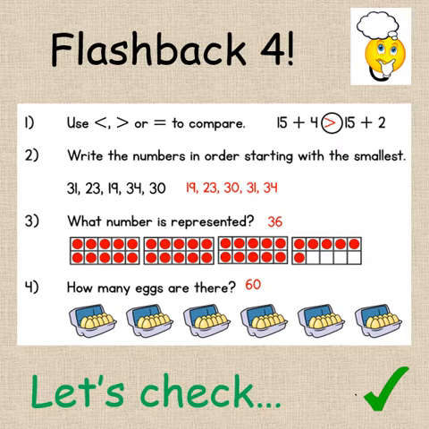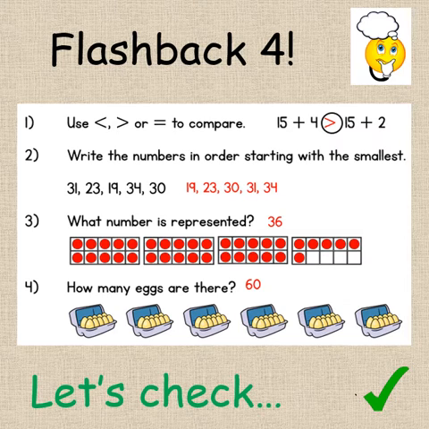Okay, let's check. So number 1, you had to put the correct symbol, whether it was greater than, less than or equal to compare the two number sentences. So the first number sentence, 15 add 4, you should have worked out is 19. And then 15 add 2 is 17, and we know 19 is greater than 17. So you should have put the greater than symbol in the box, in the circle. Okay? Well done. Give yourself a tiny tick if you got that right.